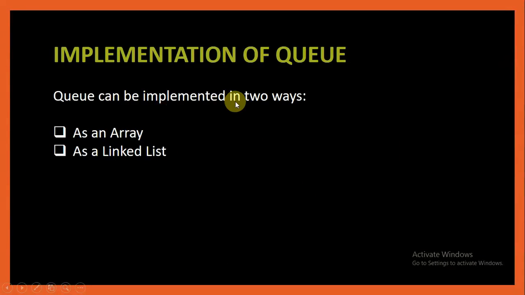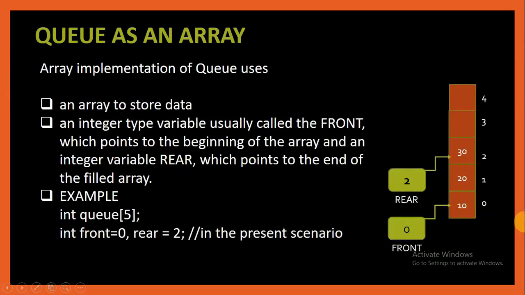Now queue can be implemented in two ways, as an array and as a linked list. In this video we will talk about queue as an array. Array implementation of queue uses an array to store data, an integer type variable usually called front which points to the beginning of the array, and an integer type variable rear which points to the end of the filled array.